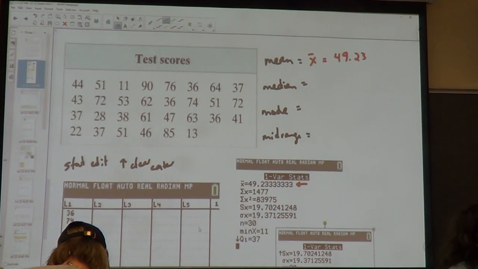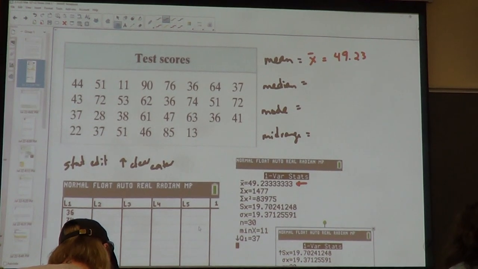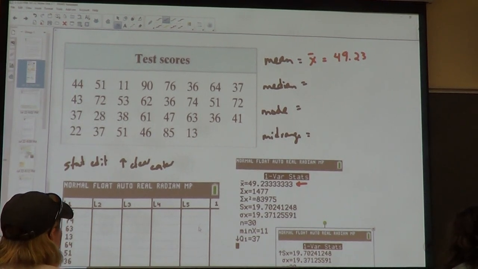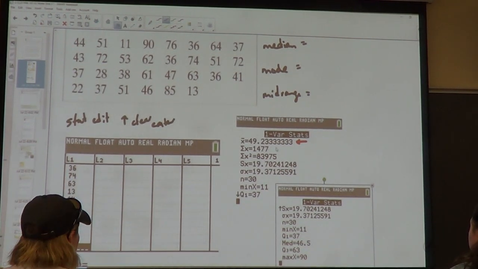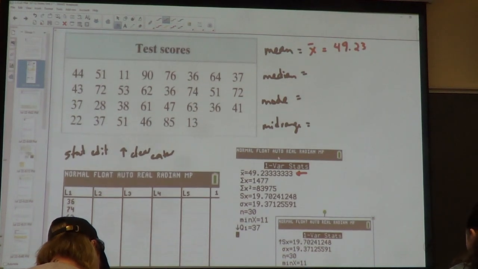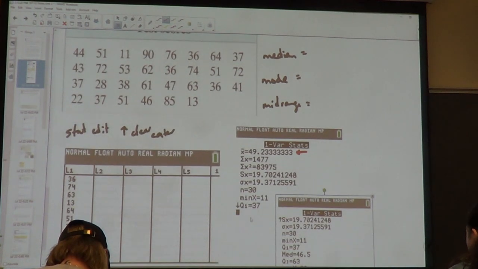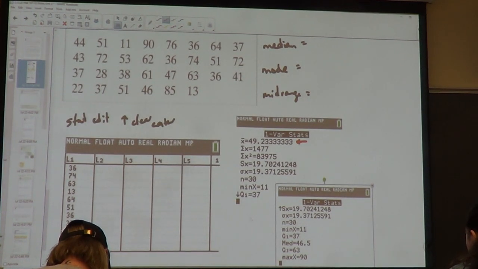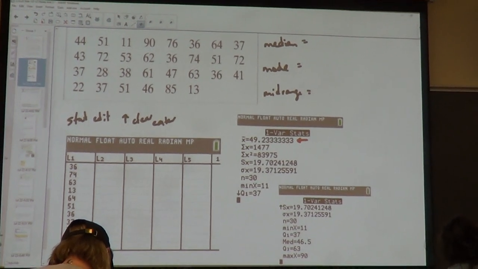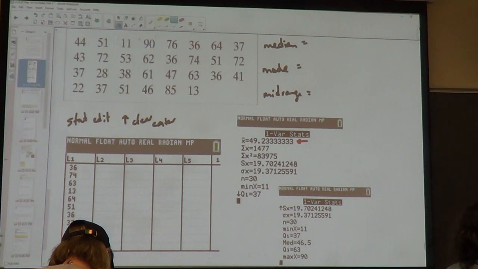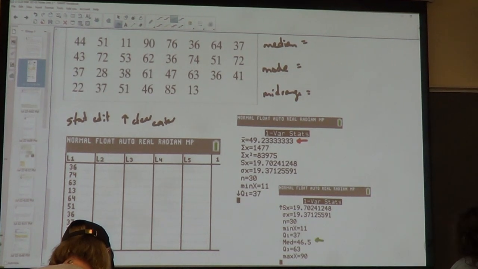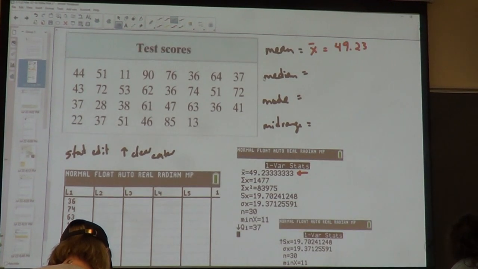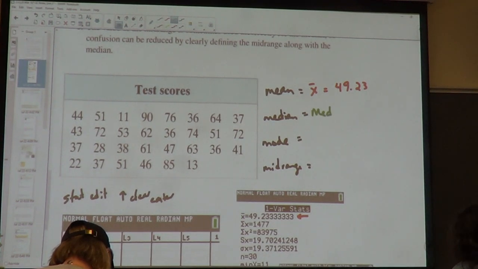49.23. Me too. Did y'all get 49.23? Mm-hmm. Okay, I'm just making sure I type mine in right. Okay, the median is the MED. Did y'all get 46.5? Okay. Sometimes I type in too fast and I want to make sure mine matches up with y'all's. Okay, so 46.5 is my MED, so that's my median.